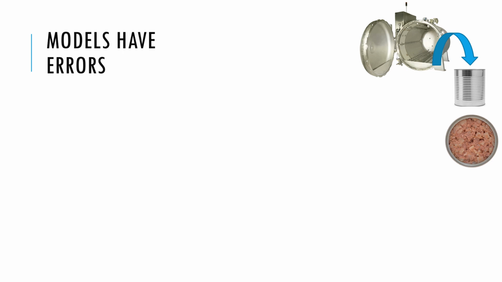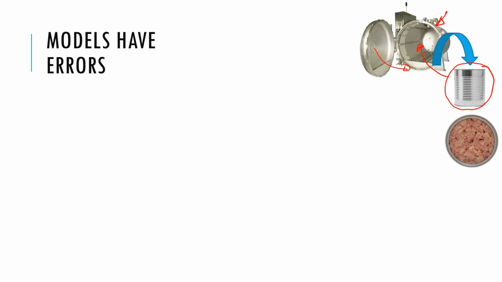Now, models have errors. Let's look at what we mean by errors. For this purpose, we choose a very simple process. It's a canning process. So here, this is the canner in which we put cans filled with food inside, and then close the door and heat them up for sterilization.